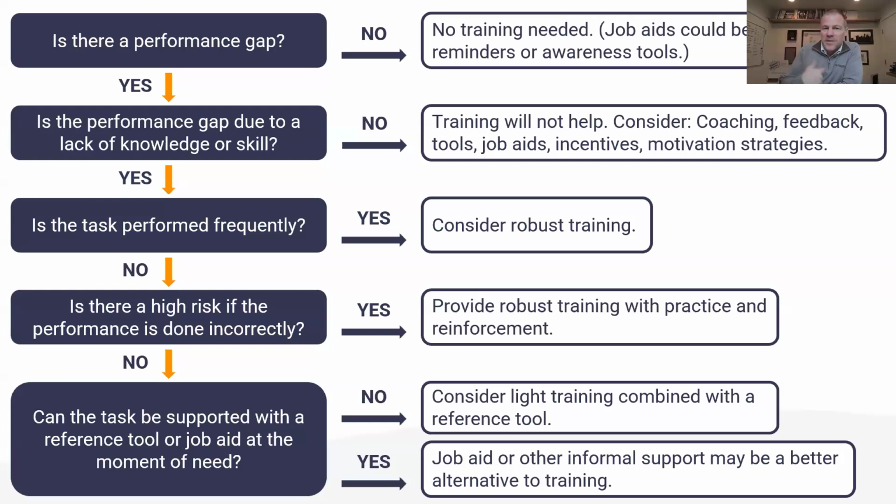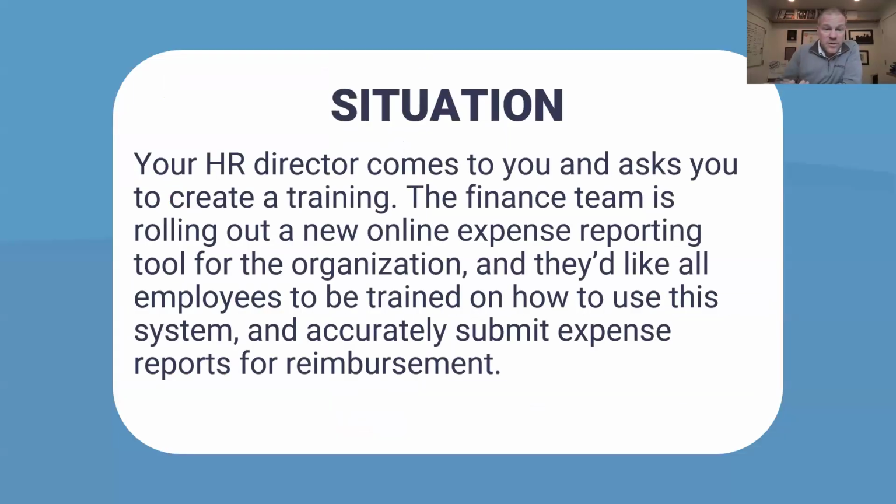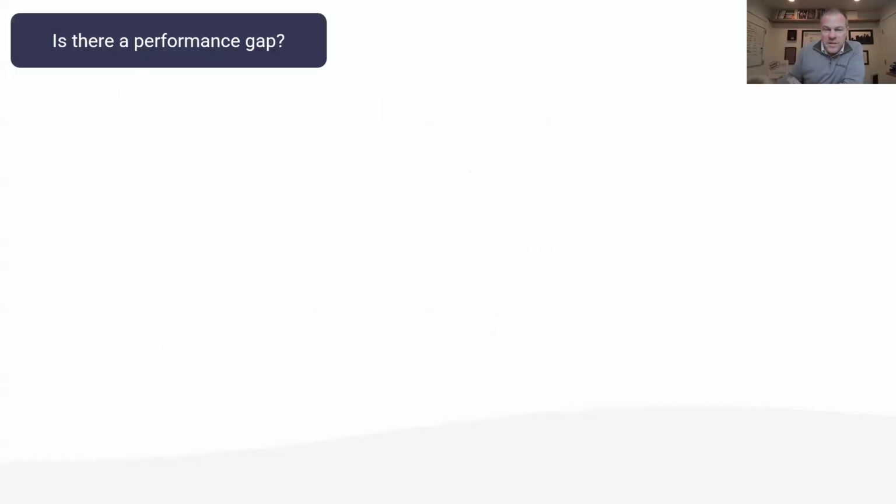So I want to go back to our original situation when people were saying yes or no, and about 60% of people said yes, we would create training for the expense reporting. So let's put this situation through that flowchart. Is there a performance gap? There is. Employees don't know how to use the system. So there is a problem here. Let's go on to the next thing.